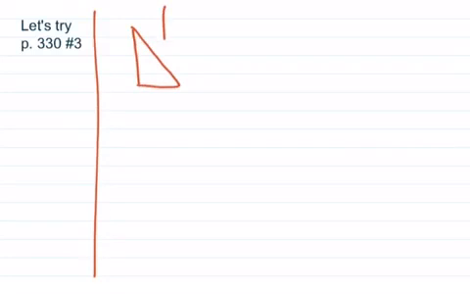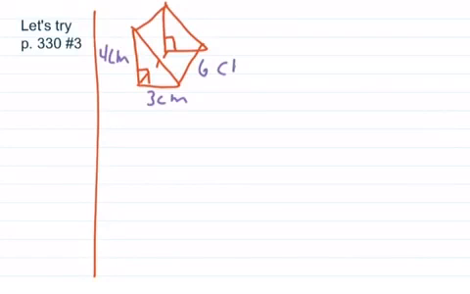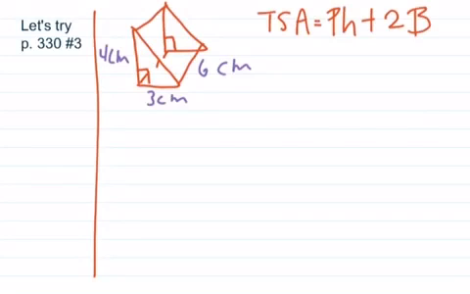So I'm going to draw our triangular prism here. Notice the triangle forms a 90-degree angle, and that's how we know the base and the height. So this side's going to be 3 centimeters. Our height here is 4 centimeters. And then the height of the prism is 6 centimeters. Okay? So again, I'm going to write my formula down for total surface area: capital P times H plus 2 times capital B.